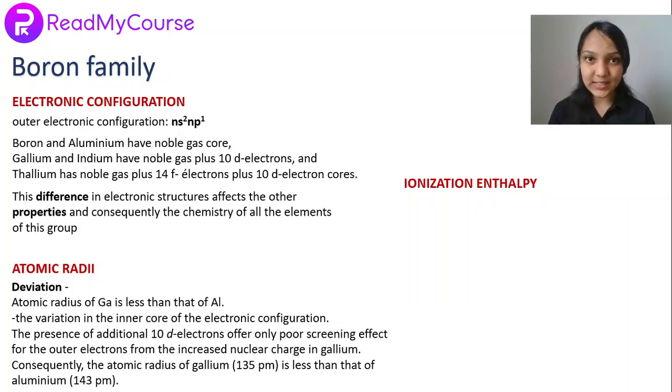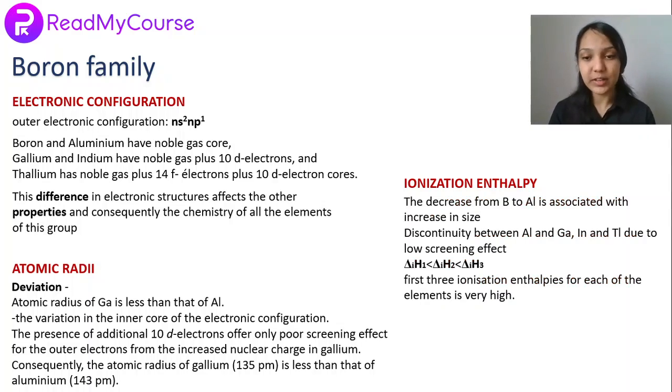Next we'll discuss the ionization enthalpy. The first point is that there is a decrease in the ionization enthalpy from boron to aluminium. This is because of the size difference between boron and aluminium. Boron has a slightly smaller size than aluminium, which is quite larger, and hence there is a decrease in the ionization enthalpy. But then there comes a discontinuity. There is a discontinuity in ionization enthalpy between aluminium and gallium, and also between indium and thallium. This is due to the low screening effect, since d orbitals and f orbitals are involved.